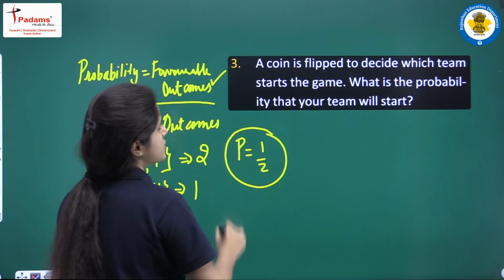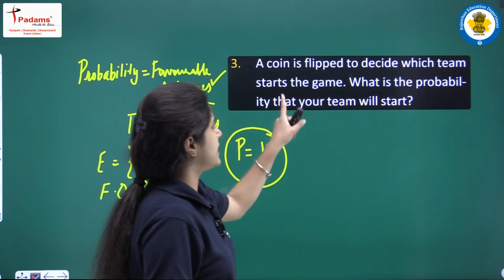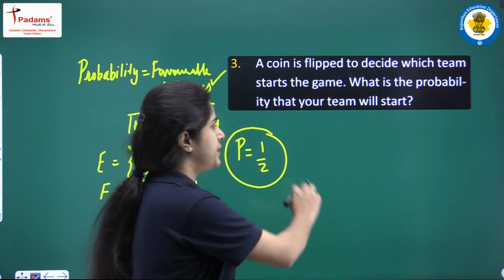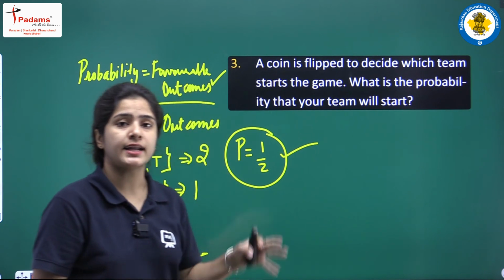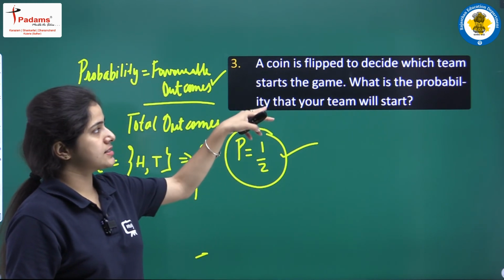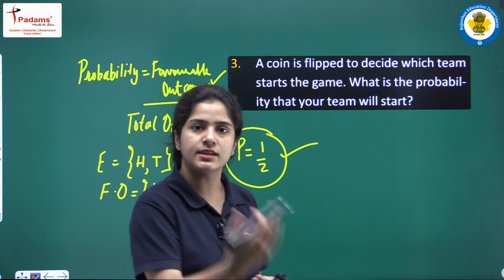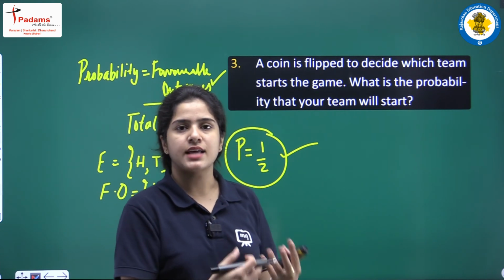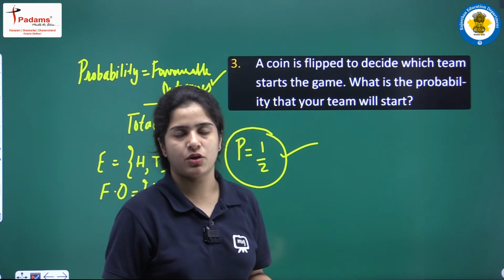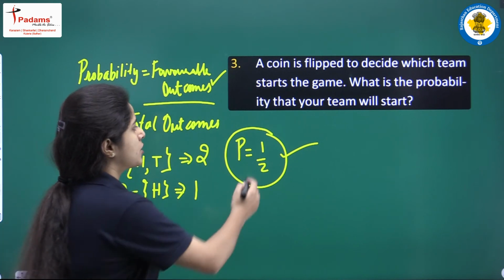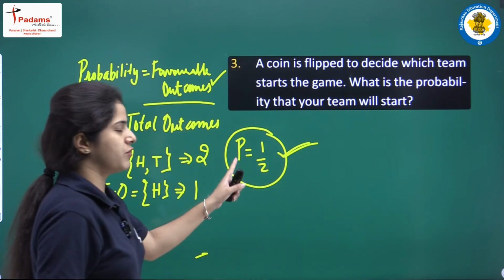Alright students? So the probability that your team will start is 1 upon 2, because if your team selects heads up or tails up, then it is also possible that the other team's decided heads or tails up will also occur. So the probability of happening so is 1 upon 2.